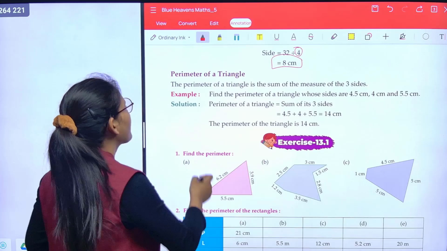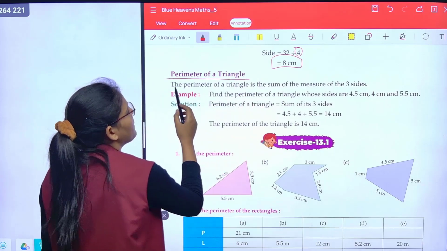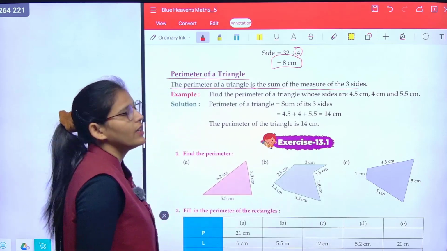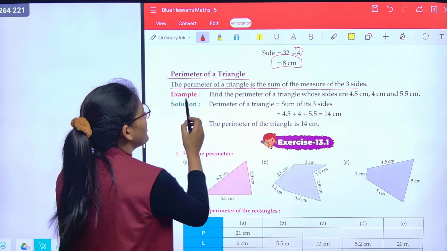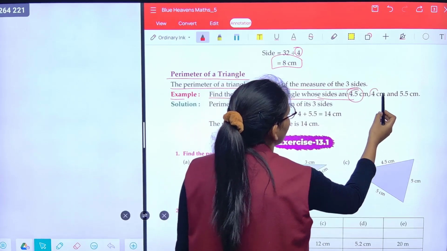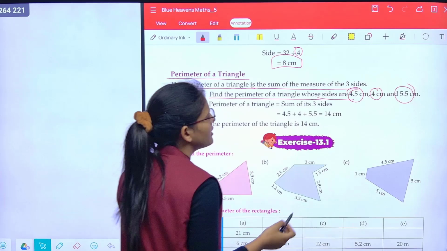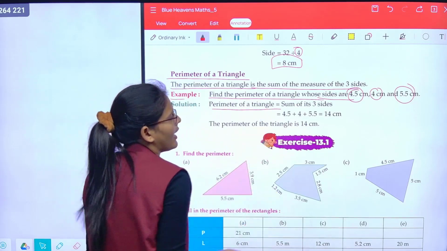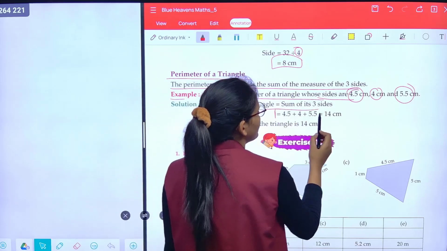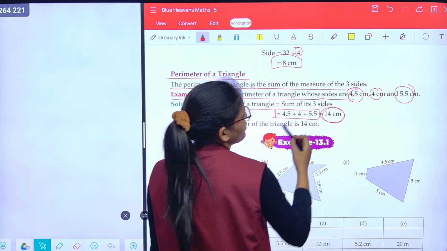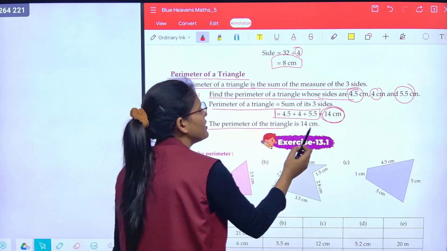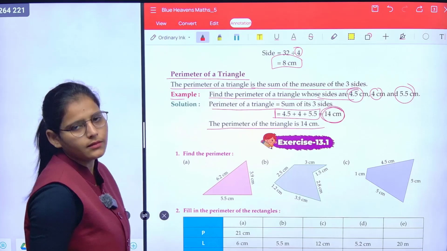नाउ क्लास, parameter of a triangle. The parameter of a triangle is the sum of the measures of the 3 sides. Example, find the parameter of a triangle whose sides are 4.5 centimeter, 4 centimeter, 5.5 centimeter. Parameter of a triangle, sum of its 3 sides. Okay, तो हम क्या करेंगे? उसकी साइड्स को सम करेंगे, देन हमारे पास उसका पैरामीटर की वैल्यू आ जाएगी, दैट इज 14 सेंटीमीटर. The parameter of a triangle is 14 centimeter.